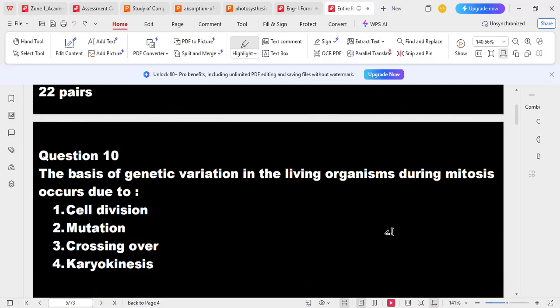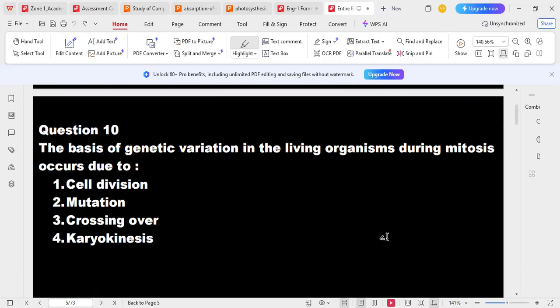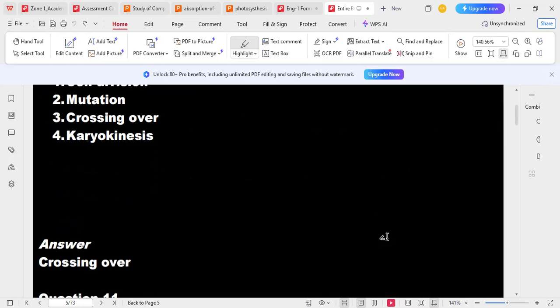Now, the basis of genetic variation in a living organism during meiosis occurs due to what? Why do we all have some changes or differences in our body, why is there a difference between you and your parents, or you and your sibling? There is a difference, right? So that difference is caused due to crossing over. The point where this crossing over takes place is called the chiasma.